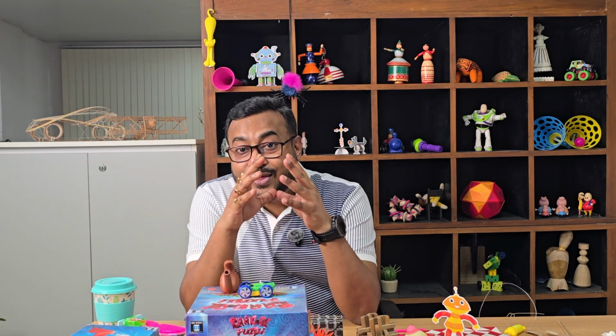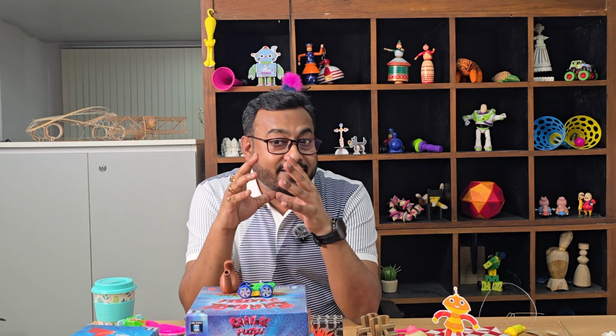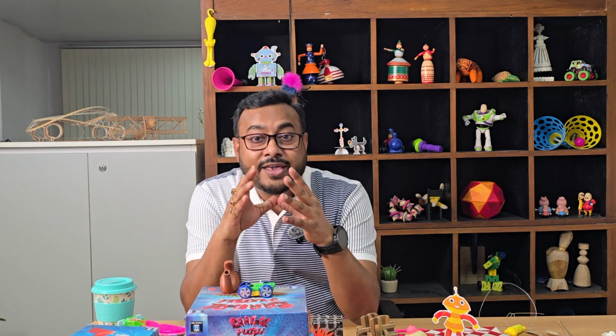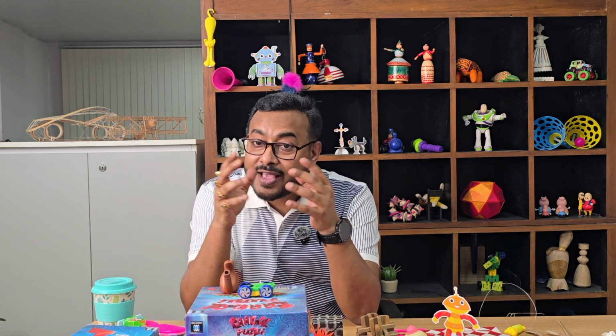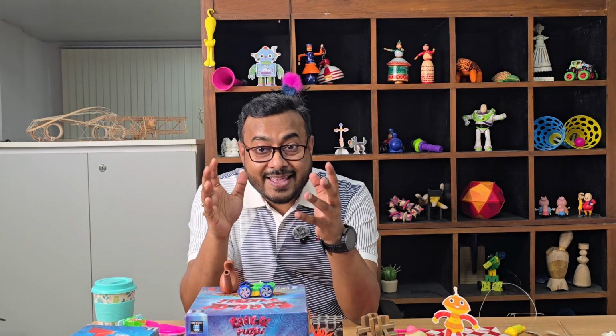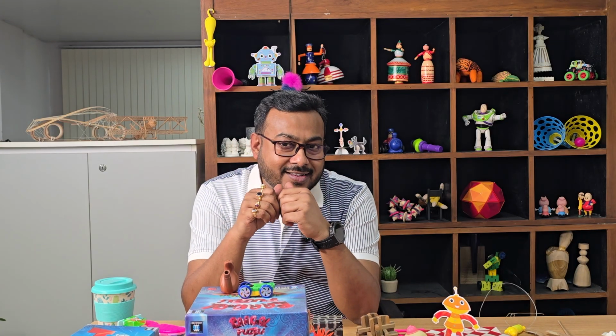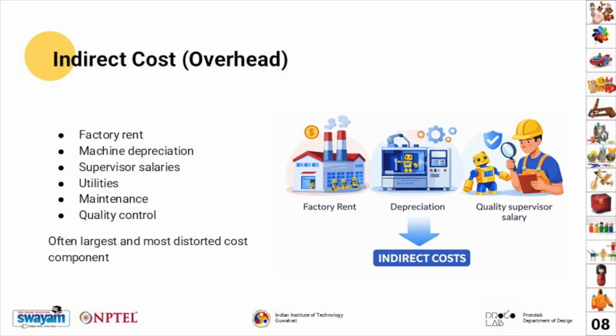But here is the catch. Direct cost is rarely the biggest distortion in pricing. Overhead often is, which brings us to indirect costs. Indirect costs, also called manufacturing overhead, are the silent cost drivers. These are costs that support production but cannot be traced to one specific toy.